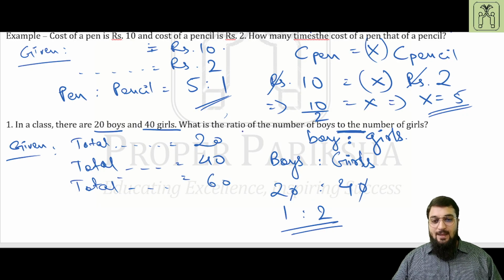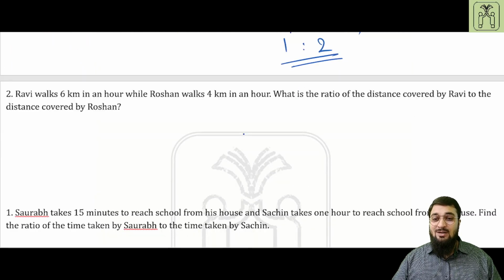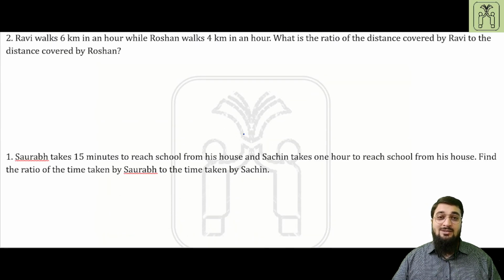Coming to the next question: "to" means that you have to put a colon, and you have to write the thing on the left, then the one on the right. Coming to question number 2.